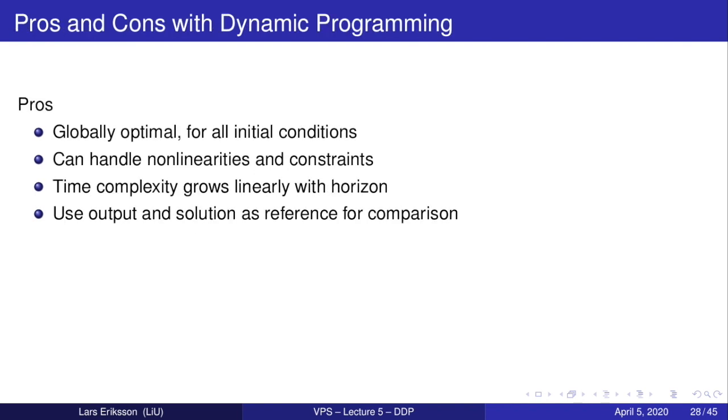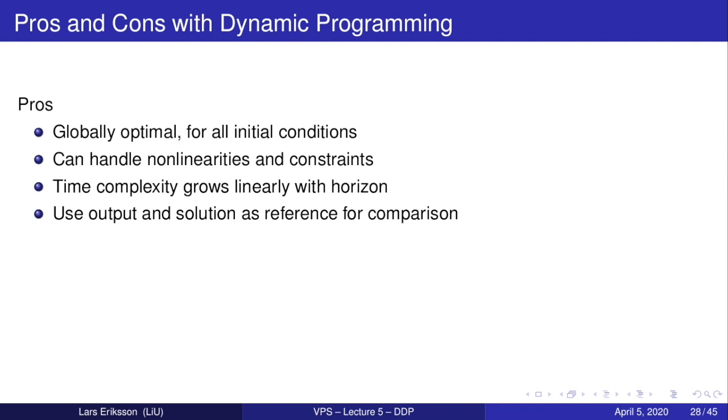There are some pros and cons with dynamic programming. We know that we get a globally optimal solution for all initial conditions. So it's guaranteed to really get the global optimum, which is kind of nice. But we only get the solution within the discretization. So if we change the discretization, we can get other solutions. In the next sequence, we will look at an example where this happens. Another nice thing, and why it's been adopted so much, is that it can handle nonlinearities and constraints in a very general format, so you can implement more or less any type of system or vehicle.